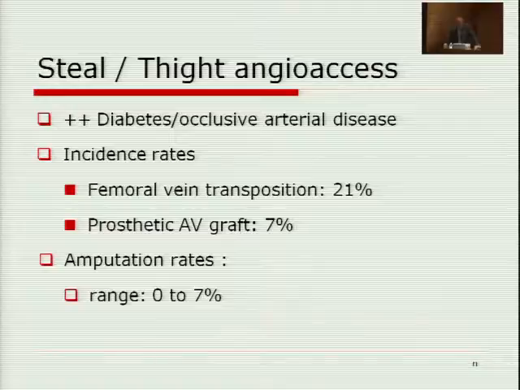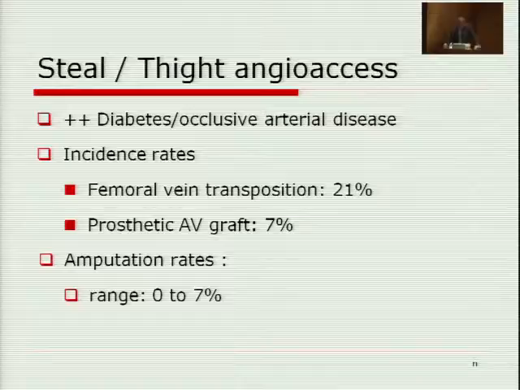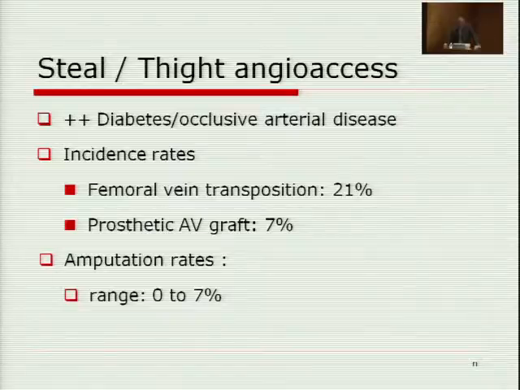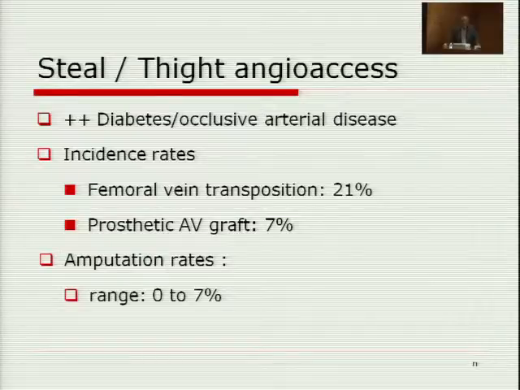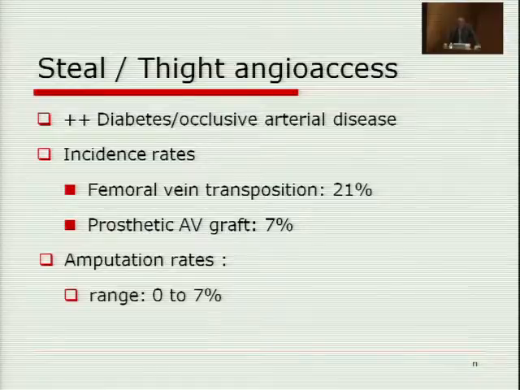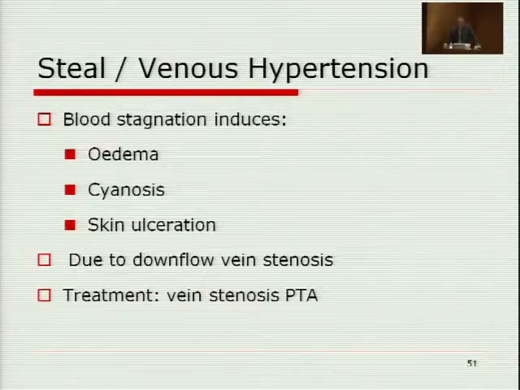What about steal for thigh angioaccesses? Diabetes and occlusive arterial disease are now a contraindication for angioaccess at the thigh. The incidence rates are much higher for femoral vein transposition, 21%, than for prosthetic arteriovenous graft, 7%, and the amputation rates are from 0 to 7% according to different publications.